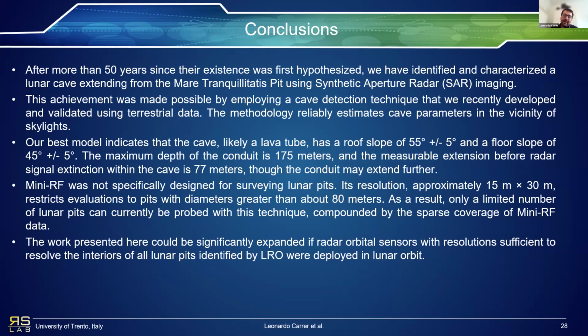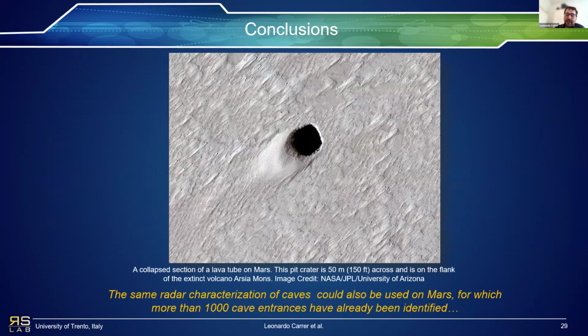To conclude, this is also a really promising technique for other planetary bodies, because it allows us to characterize caves in the proximity of skylights. What is fascinating is that on Mars there are also skylights, and so there could be cave conduits. Maybe in the future, we can use the very same SAR imaging technique to characterize Martian caves from space, if they are there.